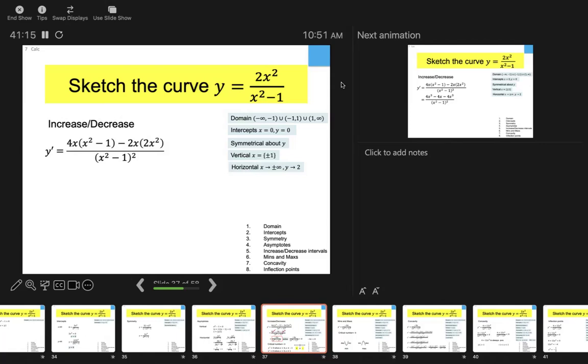So we would get 4x cubed minus 4x minus 4x cubed. And the bottom, I guess we could square if we wanted to. I don't think you've ever seen me squaring the bottom on a quotient rule. Hey, what do you notice? Negative 4x. So what are you left with? That. And that's your first derivative. Except we're trying to find increase and decrease. So what do we do with this? That equals 0. Okay, so we solve it.